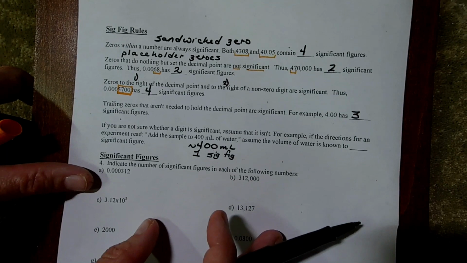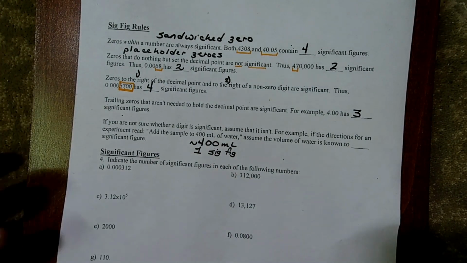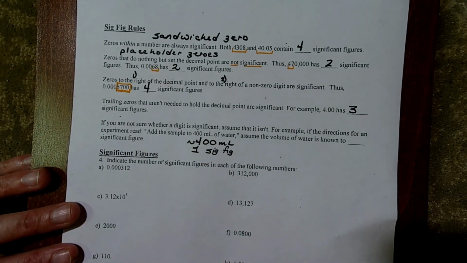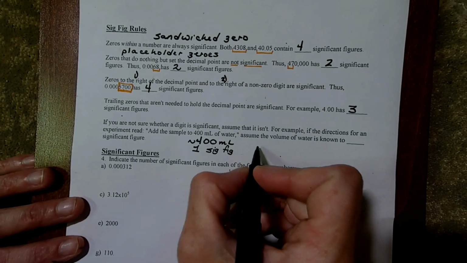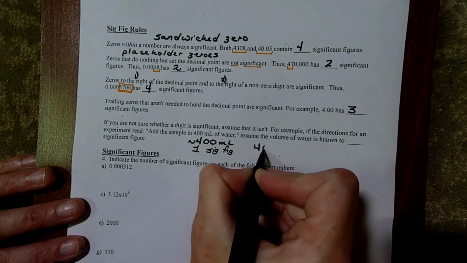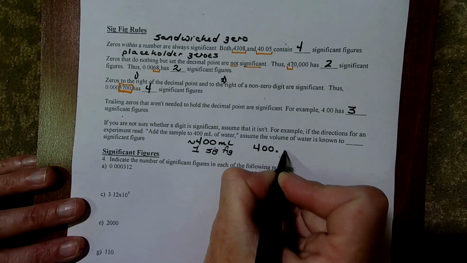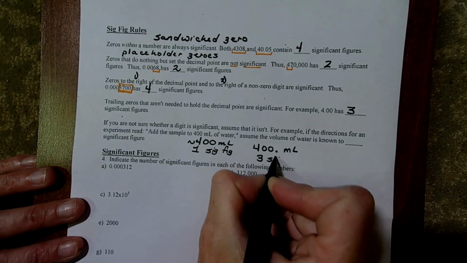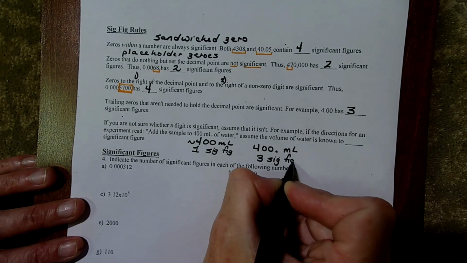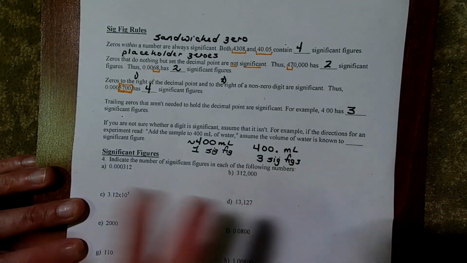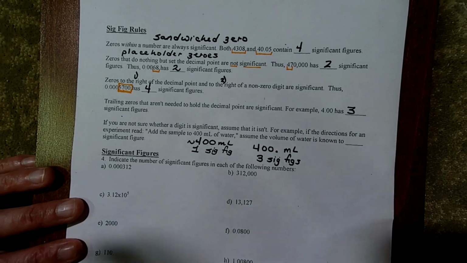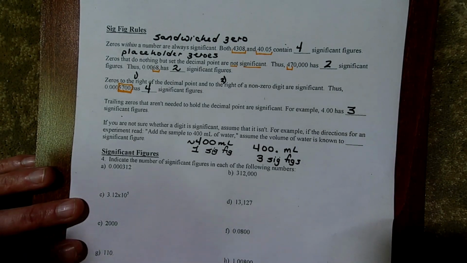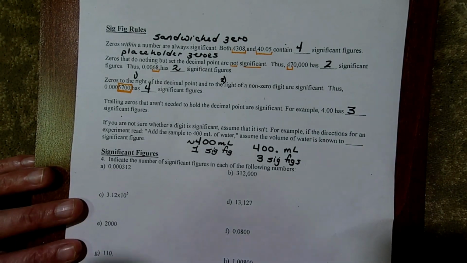If it was really important that you add the sample to exactly 400 milliliters of water, then there's 2 things you can do. You could do 400. milliliters, and that's going to give you 3 sig figs. So putting a period at the end of your number tells you that those zeros, even though they look like placeholder zeros, that they're significant.